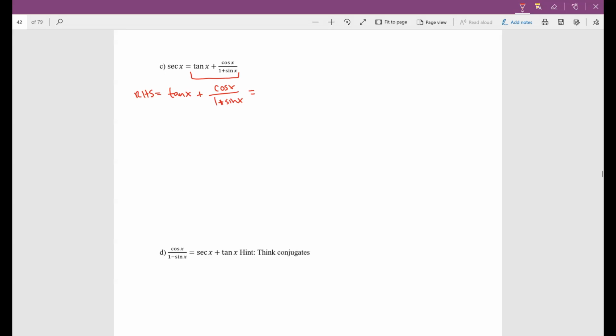It really just depends on what you want to do. There really is not one way to do this problem. There's many different ways you can do this. What I'm going to do is work with the tangent of x. So I know that tangent is just sine x over cosine x. That's just by using one of the identities. Then I have the plus cosine of x over 1 plus sine x.